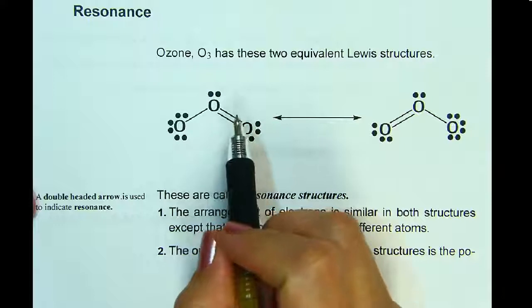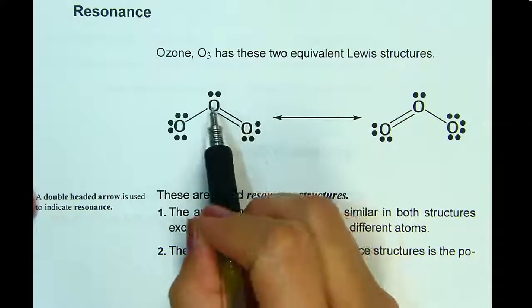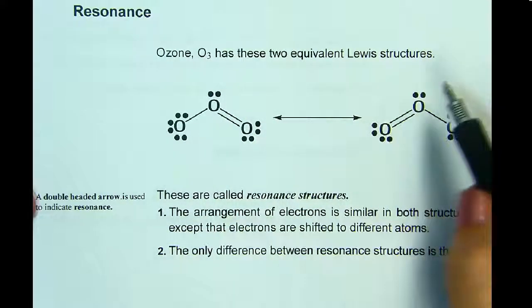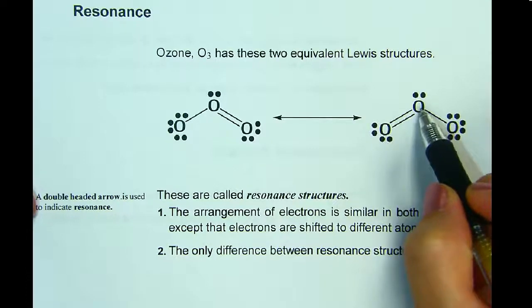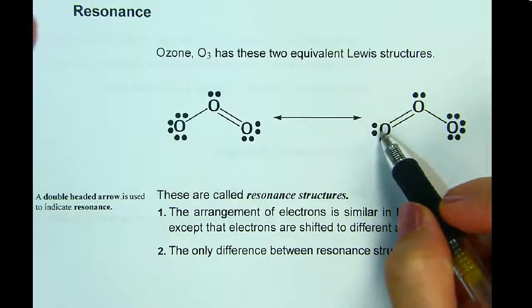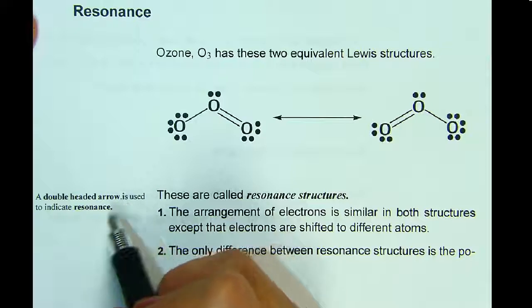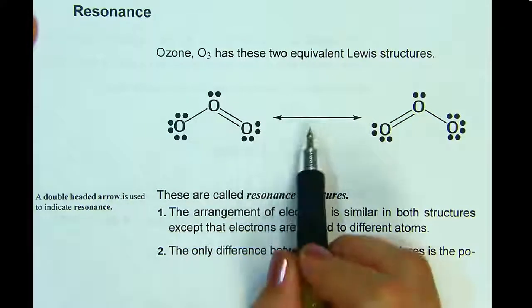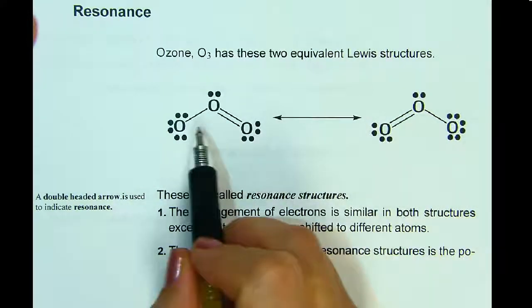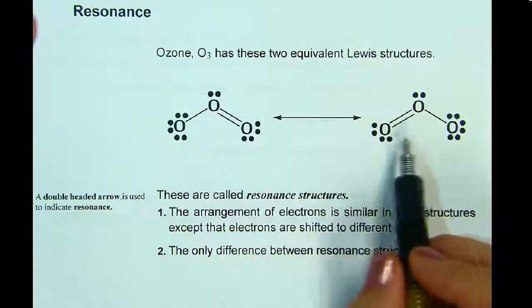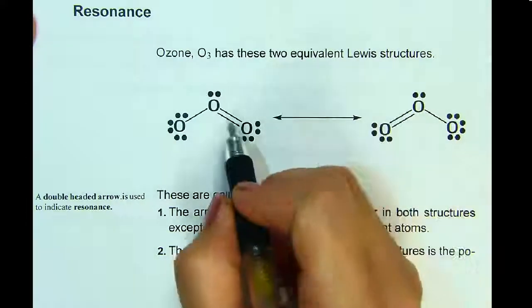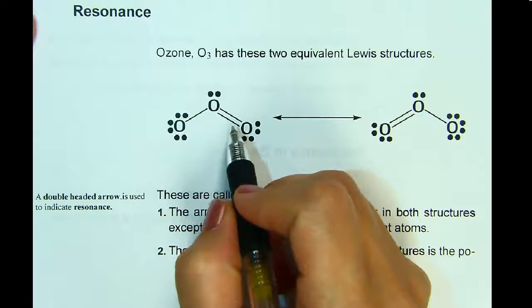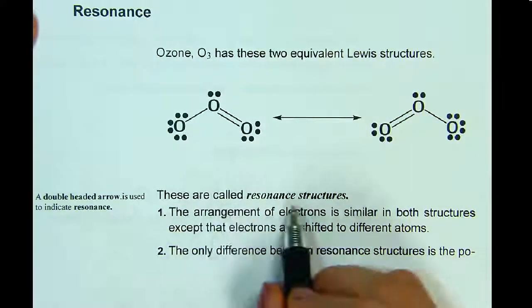The double bond could either go here between the middle oxygen and the one on the right, or the double bond could go between the middle oxygen and the oxygen on the left. A double-headed arrow is used to indicate resonance, meaning the structure is actually both of these simultaneously because that double bond is actually moving between these two locations constantly. These are called resonant structures.